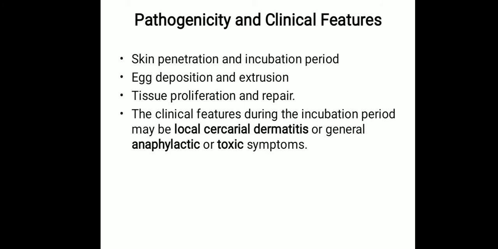Then chronic schistosomiasis has been associated with squamous cell carcinoma of the bladder. Such malignancy is detected in a younger age group as compared to transitional cell carcinoma of the bladder. And in fact, Schistosoma haematobium is now classified as a human carcinogen.